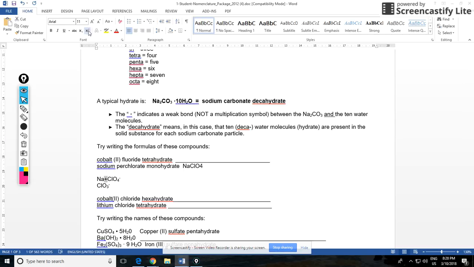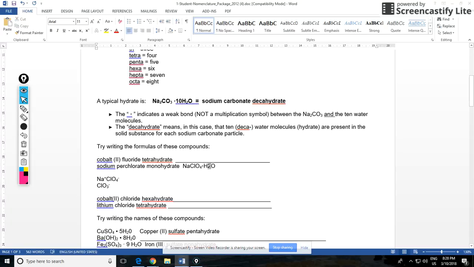When you do the crisscross or charge balancing, you end up with NaClO4. So this is our sodium perchlorate. And we have a hydrate, so we have to use our dot in between to show that there's water connected to it. And then we have H2O, and it has to be bolded like that.